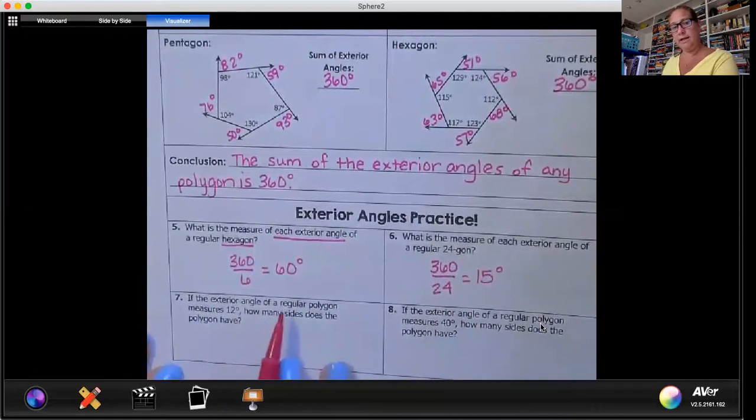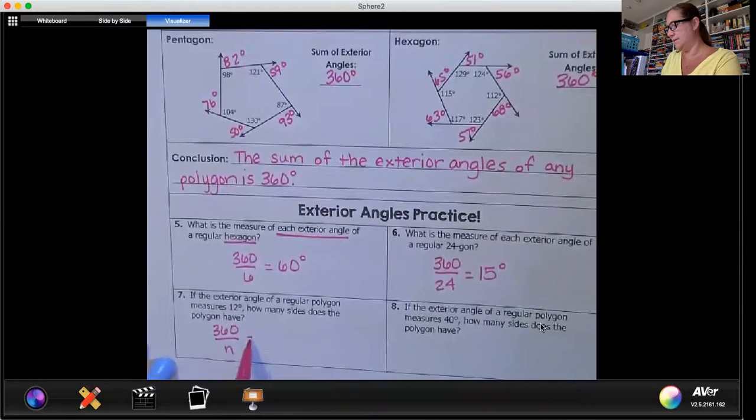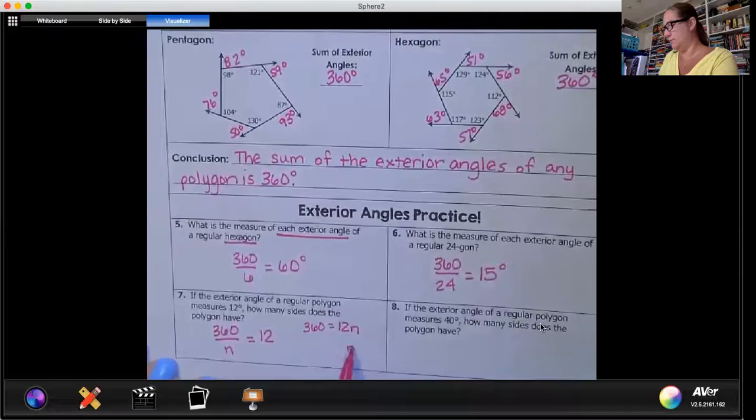If the exterior angle of a regular polygon is 12 degrees, how many sides does the polygon have? So 360 divided by the number of sides is equal to 12. So 360 equals 12n, divide by 12, and n is 30 sides.